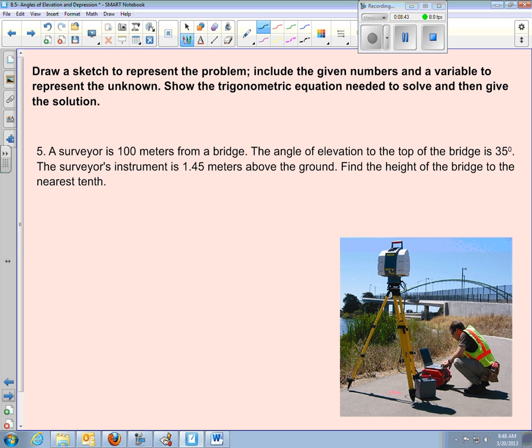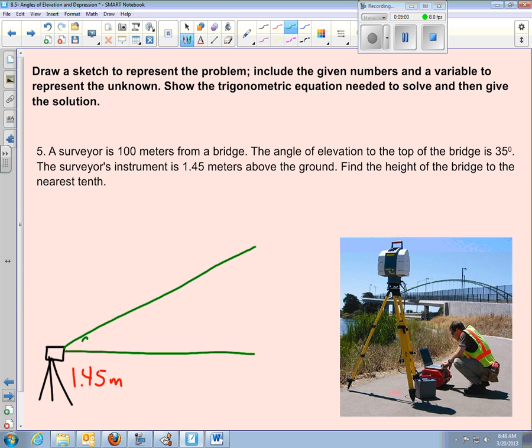So we have a surveyor's equipment in that little picture there. And this is 1.45 meters off the ground. Now the line of sight to the bridge is going to be from that. Okay? And the angle of elevation to the top of the bridge is 35 degrees. I'm not going to draw you guys a bridge. I've tried in the past. Ooh, really bad results. So we're just going to not draw a bridge.